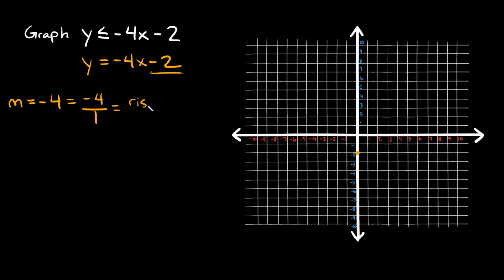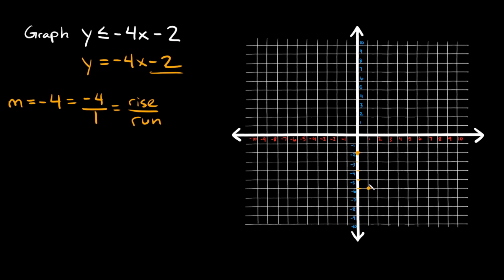So remember, this is the rise over the run, okay? So this time we're going to go down 4 spaces and then over to the right in the positive direction, 1 space. Okay, so starting from your point, you're going to go down 1, 2, 3, 4, and then go over 1. There we go. Okay, so here's your 2 points, right?